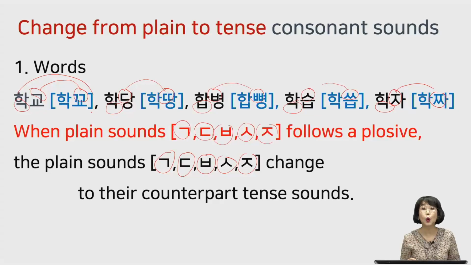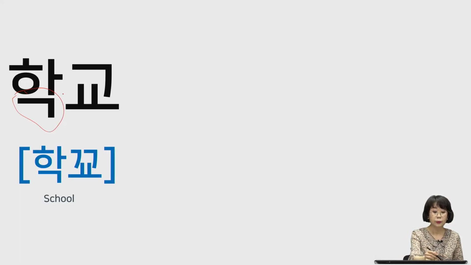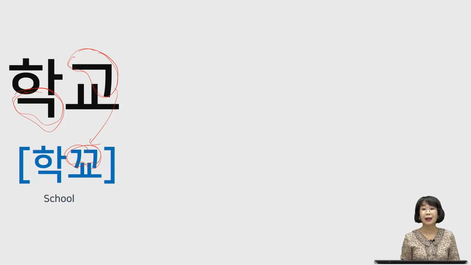학교, 학당, 합병, 학습, 학자. 학교. There is a plosive, and under the influence of it, this plain sound ㄱ changes to ㄲ. Plain sound changes to tense sound. 학교.